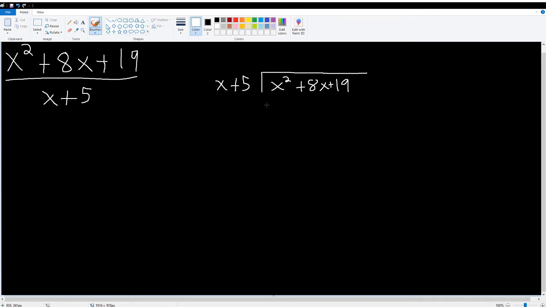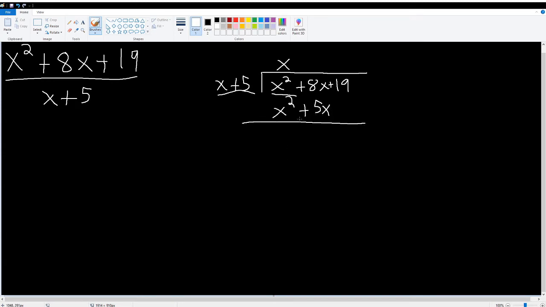Same thing. How many of these goes into the first thing? Well, we ask ourselves, okay, x plus 5 into x squared. So I can multiply it by x. When I multiply this by x, what do we get? I get x squared plus 5x.